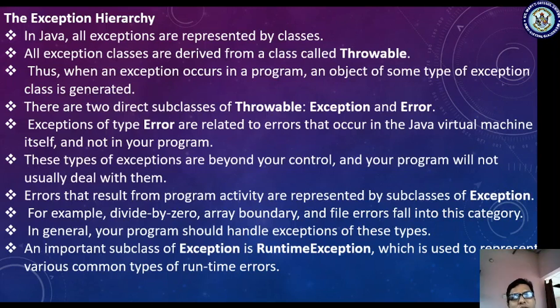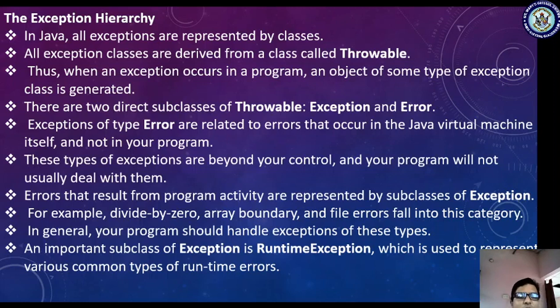So software errors are not your errors. Software errors are beyond the control of your programs. Usually we are unable to deal with them. Errors that result from the program activity are represented by subclasses of Exception. Whatever errors come from your program can be identified by which class? The Exception class. Exception classes can deal with your program errors, your program mistakes, but software errors cannot be identified with your exception classes. They can be dealt with by Error classes.